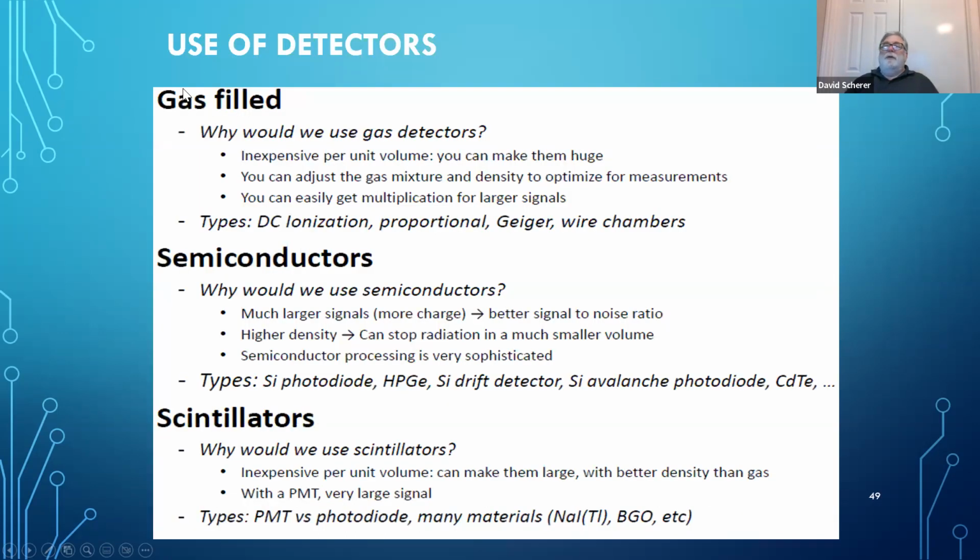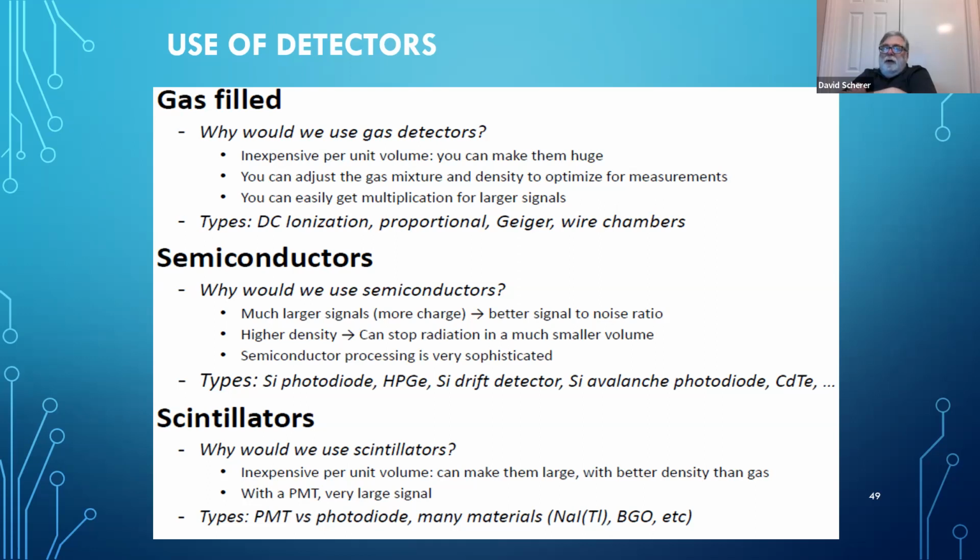Okay. So why do we use different detectors for different purposes? What do we use gas flow detectors for? We use them because they're inexpensive. The sodium iodide crystals, or semiconductor detectors, are much more expensive, relatively speaking.